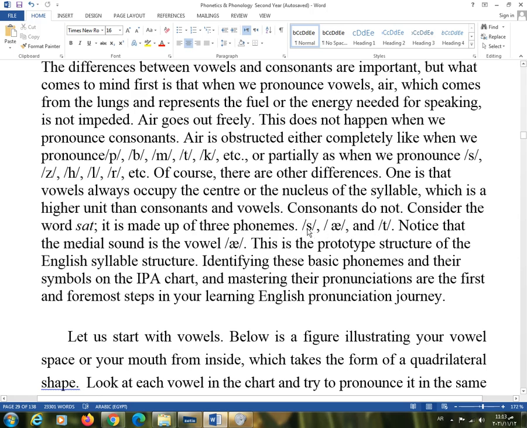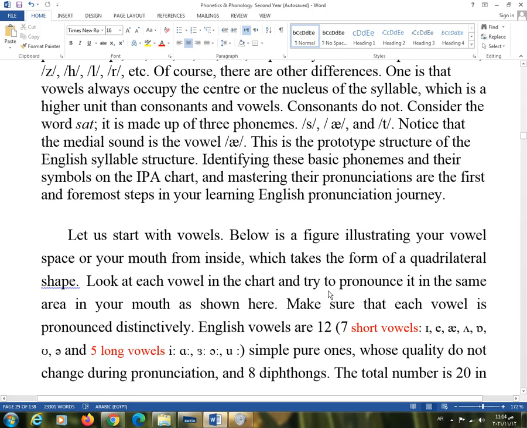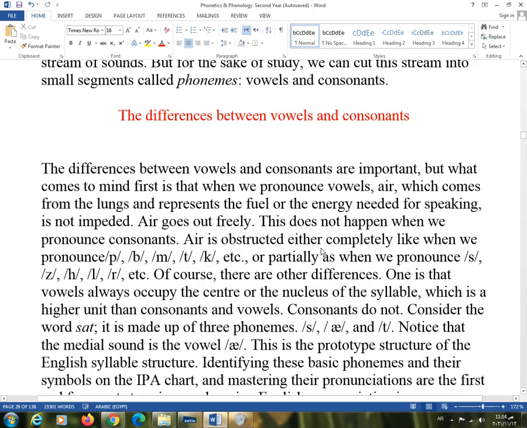Consonants must come at the beginning or at the end, but the middle must be occupied by a vowel. This is how we make syllables. So if there is no vowel in the middle of a syllable, there is no syllable at all. These are the two main differences. So again, the two main differences between vowels and consonants.